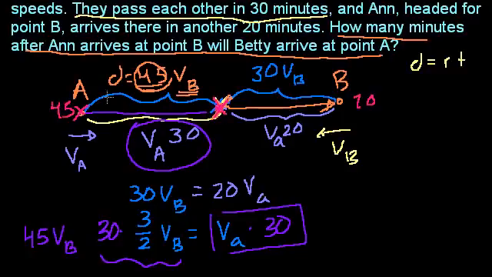So it's going to take Betty another 25 minutes, right? After 20 minutes, Anne is here, and then we have to wait another 25 minutes for Betty to get here, 45 minutes after this meeting. So the answer is 25 minutes. How many minutes after Anne arrives at point B will Betty arrive at point A? Yep, 25 minutes. They could have just asked how many minutes after the meeting will it take Betty to reach point A. It would have been 45, but they want to know how many more minutes after Anne gets there.